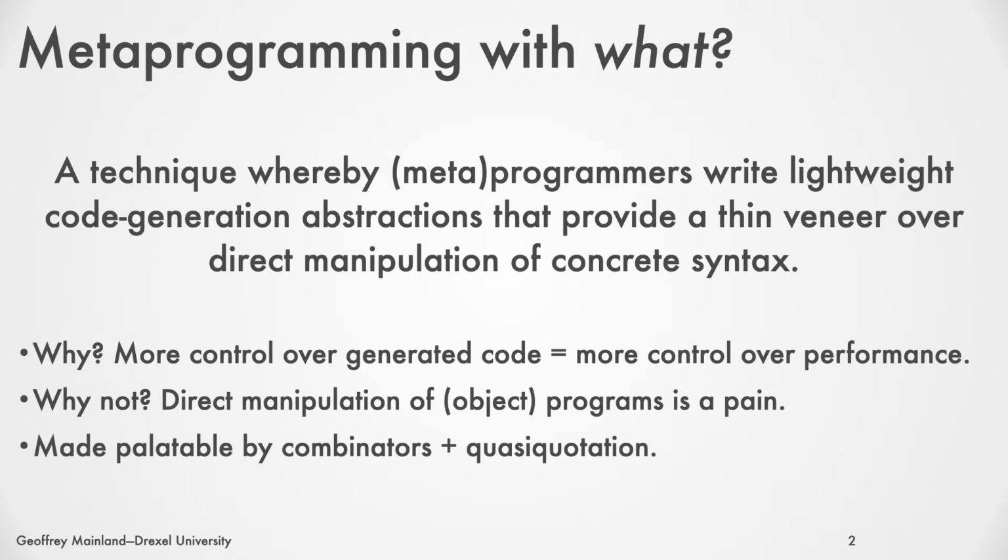Quasiquotation is a feature built into GHC that allows us to use concrete syntax to write object language terms. For example, if I were writing a program that generated C, C would be the object language, and by using quasiquotation, I could write C concrete syntax embedded in my Haskell code generator. This is much easier than writing C abstract syntax using deeply nested data constructor applications.